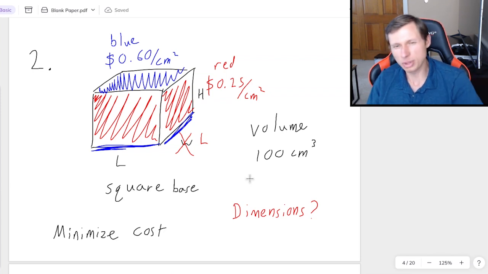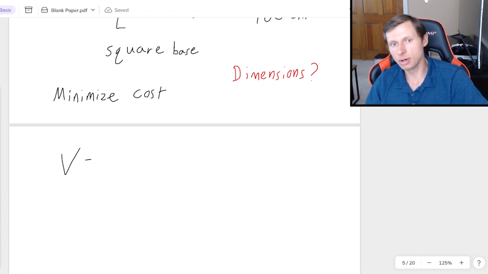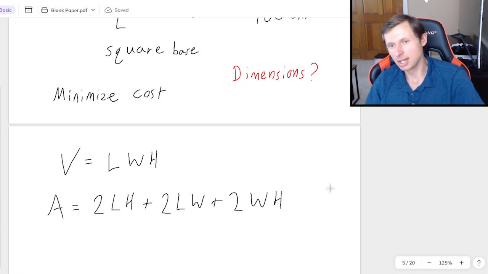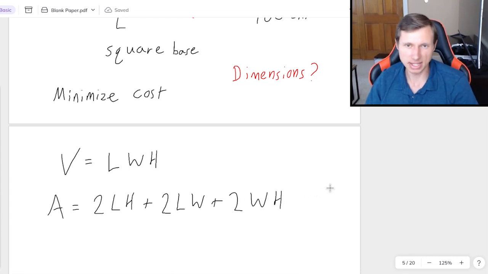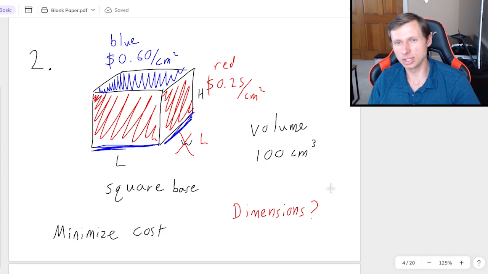I guess one more thing I should tell you, although technically you should know this. The volume of a rectangular prism is length times width times height, and the surface area is 2LH plus 2LW plus 2WH. Again, this will not be given to you on the AP exam, so you're going to have to memorize that when that day comes. But for now, pause the video, give it a try, and when you're ready to see the solution, unpause.